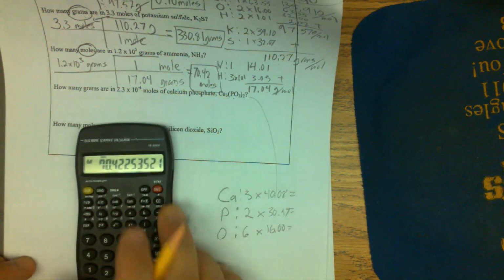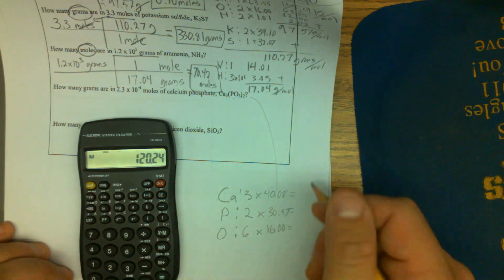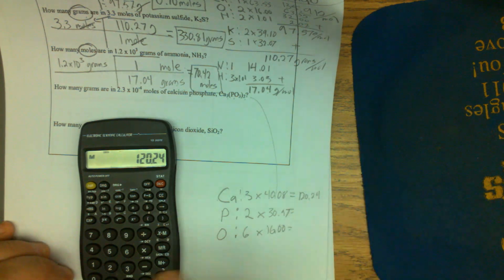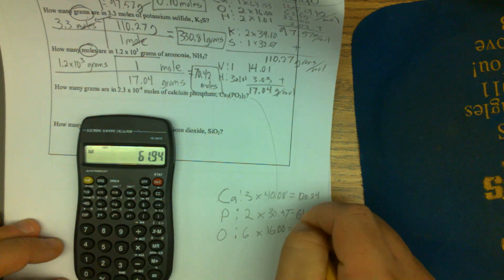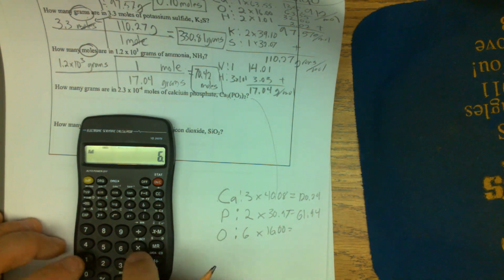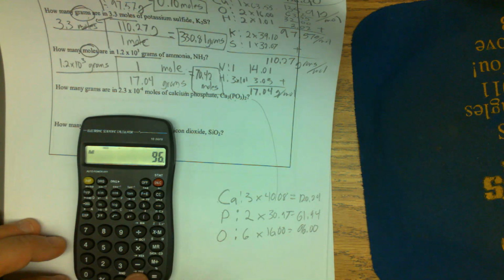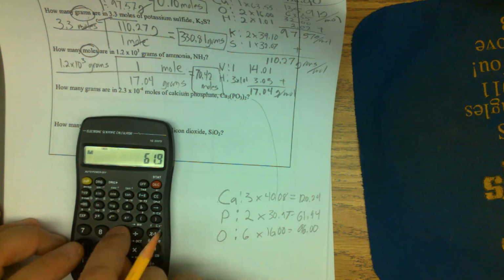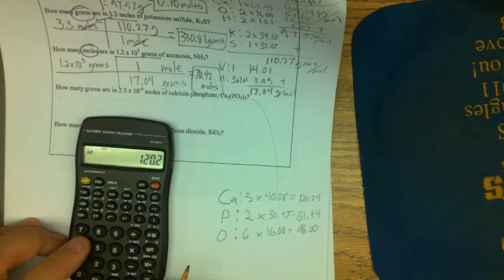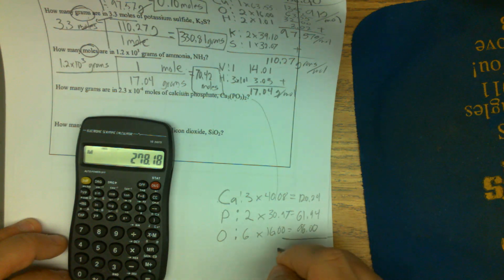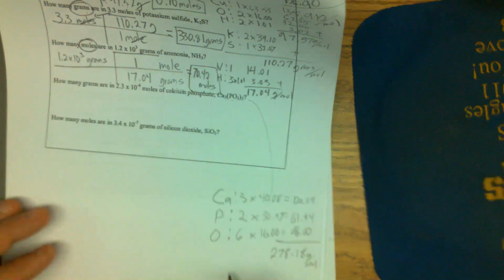So then we can just multiply these out. So 3 times 40.08, 120.24. 2 times 30.97, it's 61.94, and 6 times 16, we're at 96.00. So then we just add these together, plus the 61.94, plus the 120.24. So we got a total of 278.18 grams per mole. And then that's what we're going to fill in.